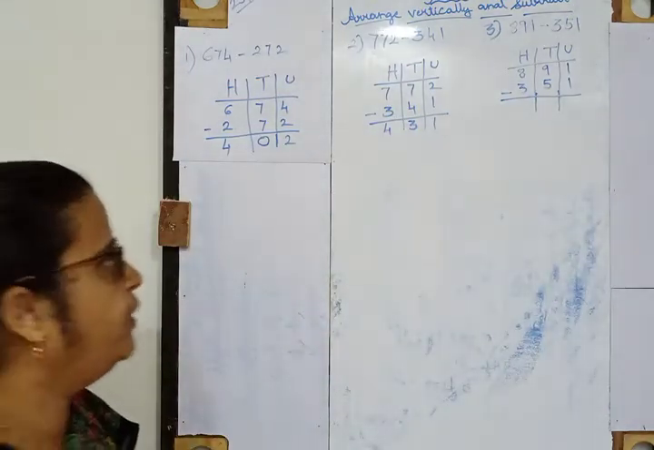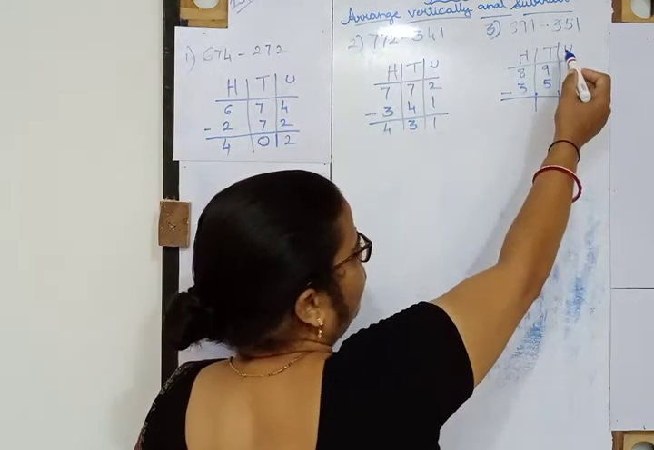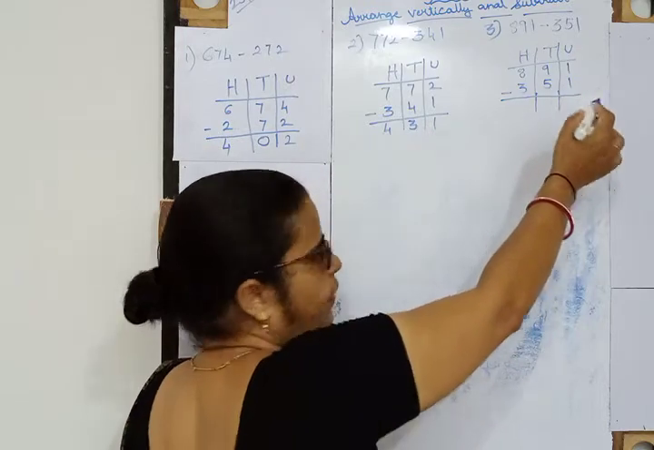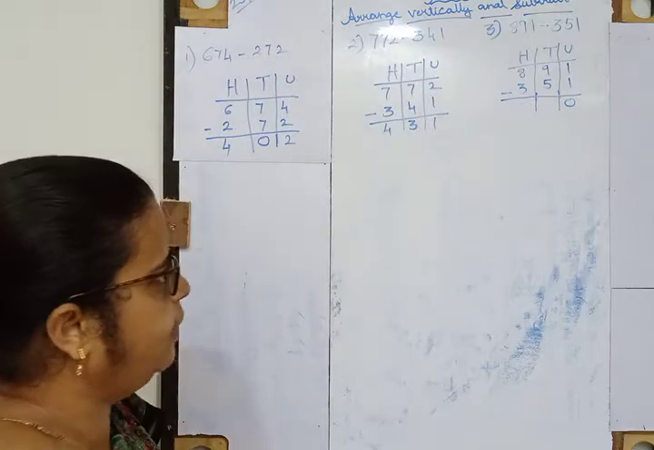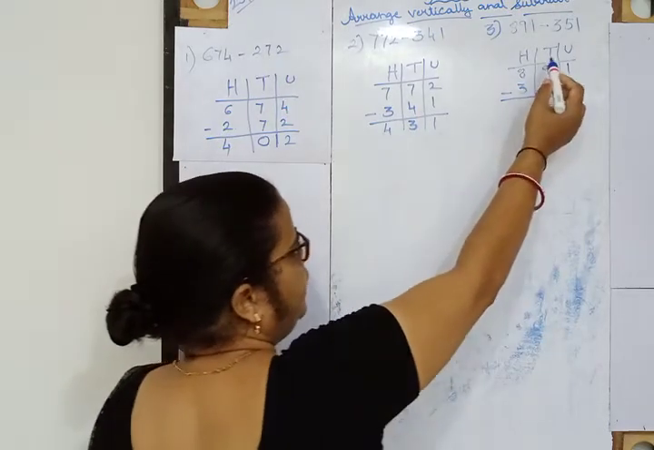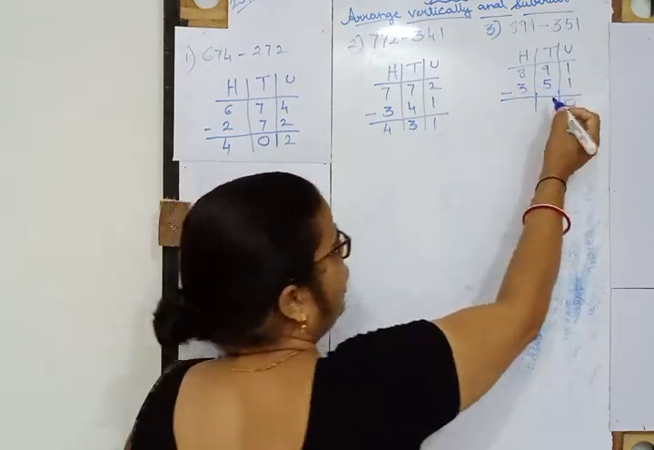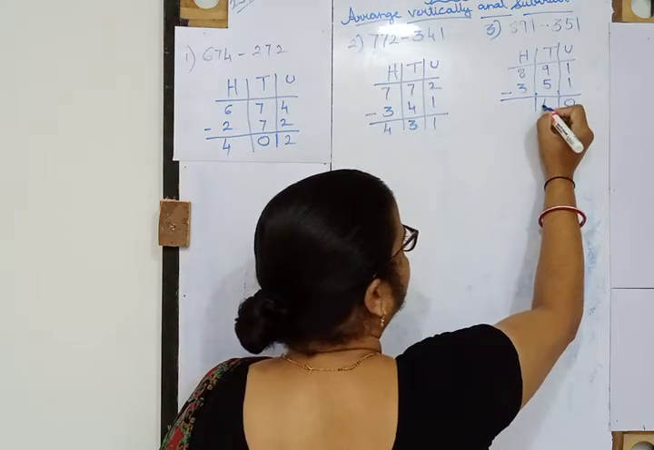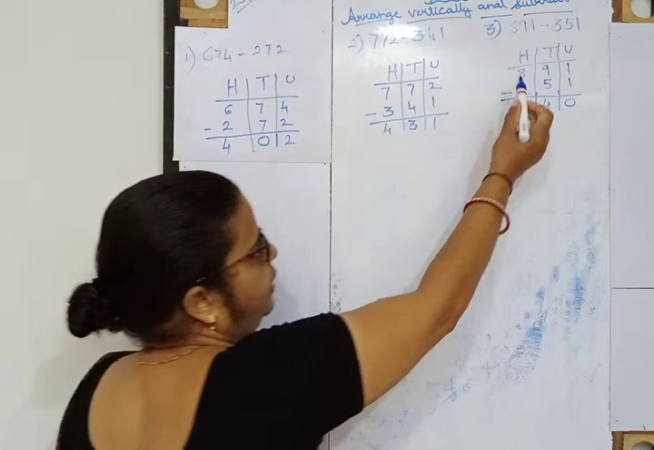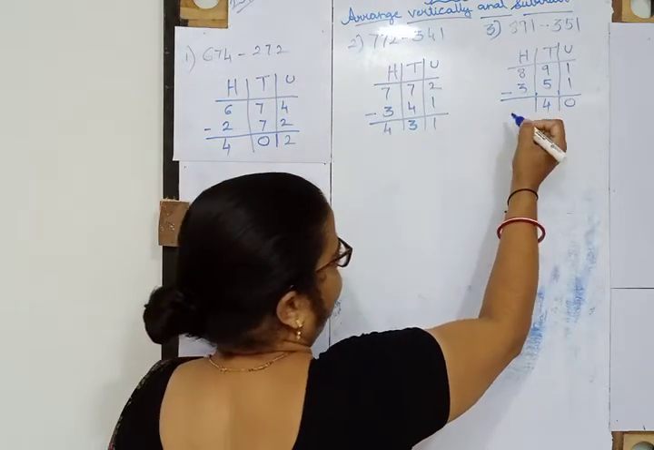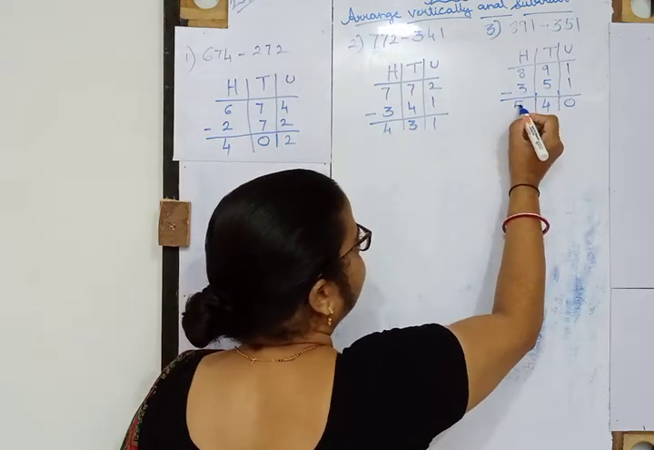So let's begin with the units column. 1 unit minus 1 unit we get 0. In the tens column, 10 minus 5, we get 5. In the hundreds column, 800 minus 300, we get 5.